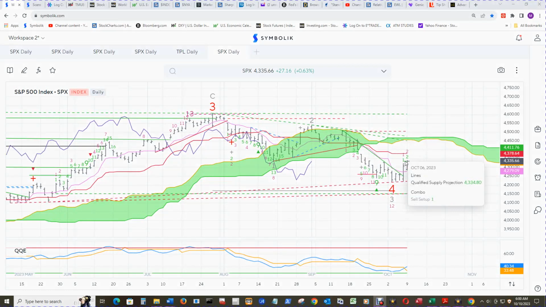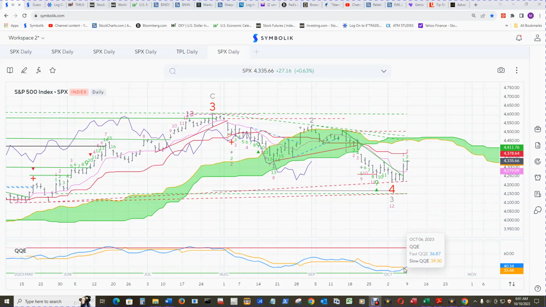And the qualified supply projection printed from this qualified only supply line. So there was a close above the previous day's close on the 9th here, and that satisfied the rules for printing the qualified supply projection, but this qualified supply line is not confirmed. So more drastic upside in the immediate time frame is skeptical.